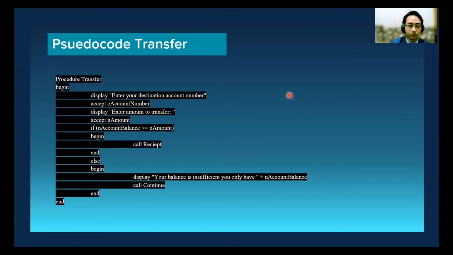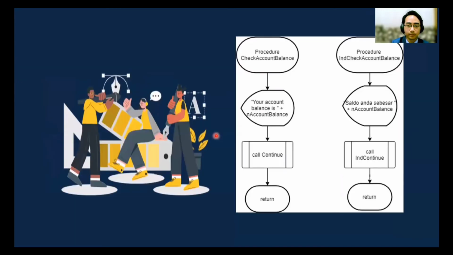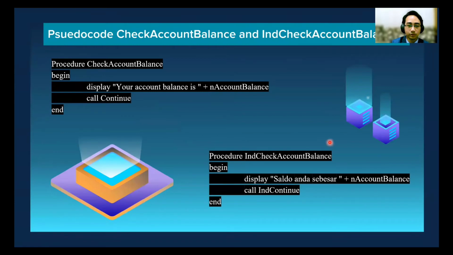Here's the pseudocode for transfer. We use if else again here, the same as the procedure withdraw. Here's the same thing, but this one is in Indonesia. Here we have the procedure check account balance. It will display your account balance is plus an account balance, and then it will call continue. Here's the same thing, but this one calls END continue. Here's the pseudocode for check account balance and END check account balance.